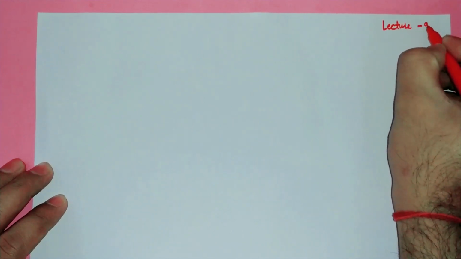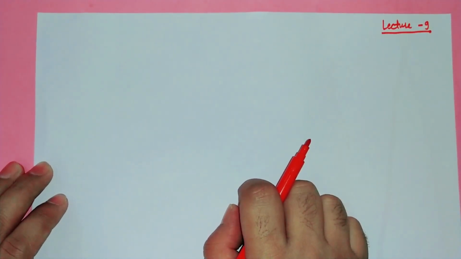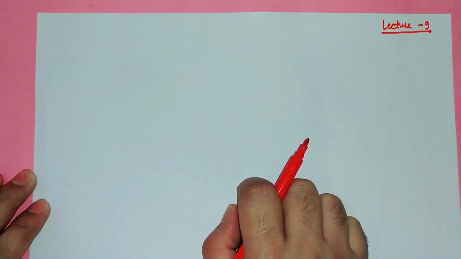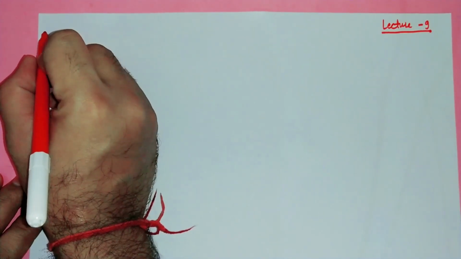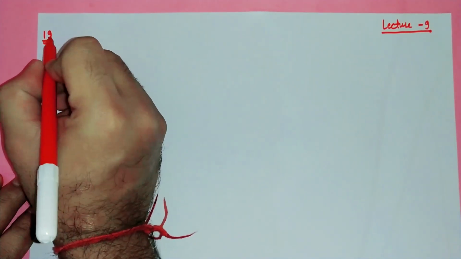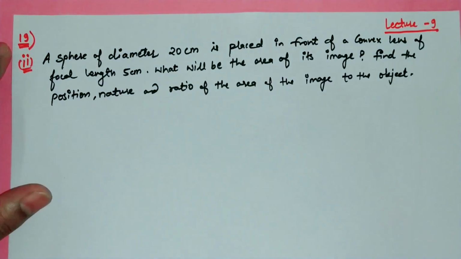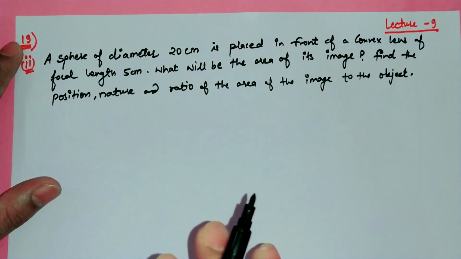Lecture 9. Today we will solve some problems from NCERT and our worksheet related to the refraction of light. So, the first question is question number 19 from our worksheet. The first part I am not going to solve because it is quite easy.